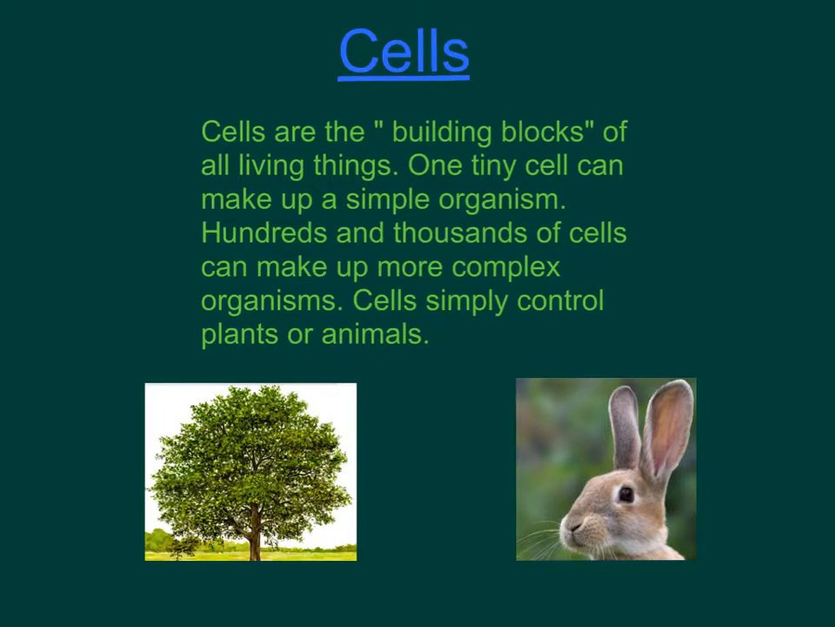Cells are the building blocks of all living things. One tiny cell can make up a simple organism. Hundreds and thousands of cells can make up more complex organisms. Cells simply control plants or animals.